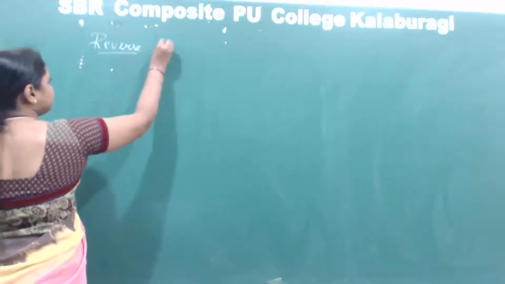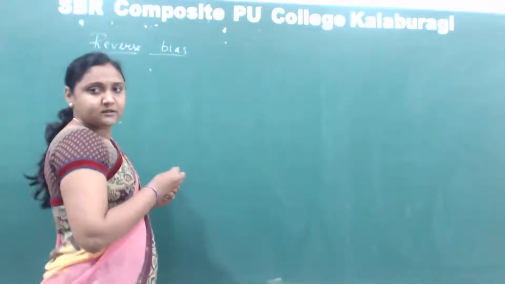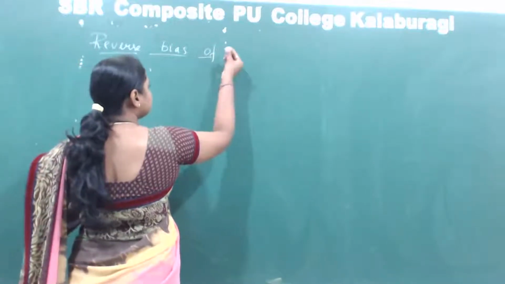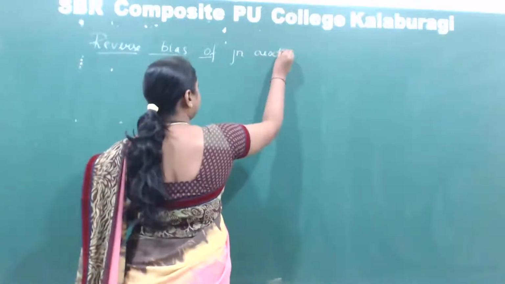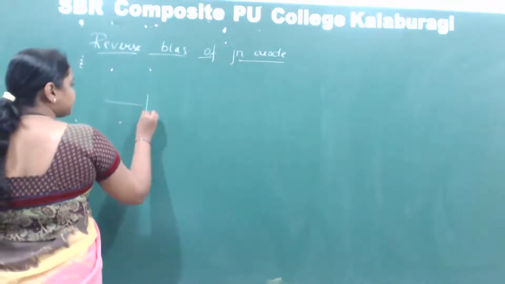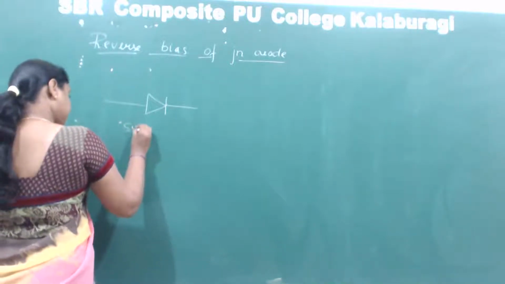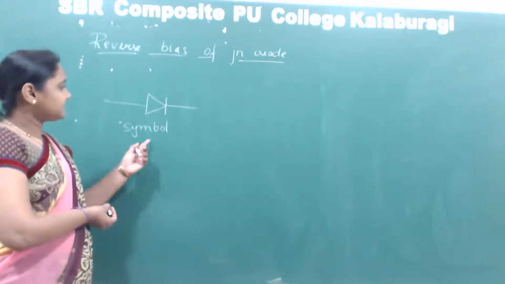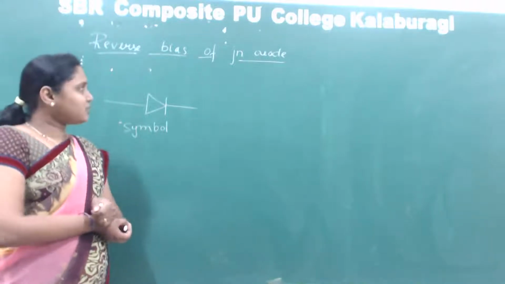Now we study reverse bias of the junction diode. What we are studying is the normal junction diode, which appears like this. That means it's a symbol like this. So we are studying the junction diode, which is the simplest form of a diode.